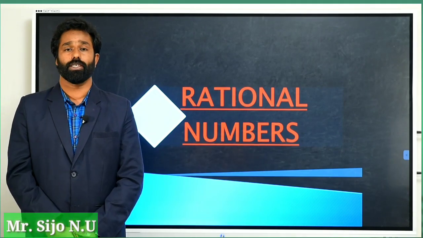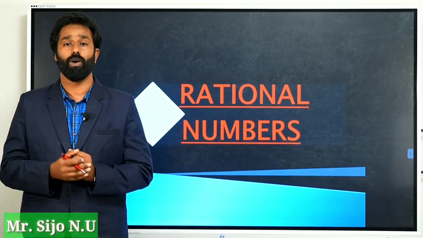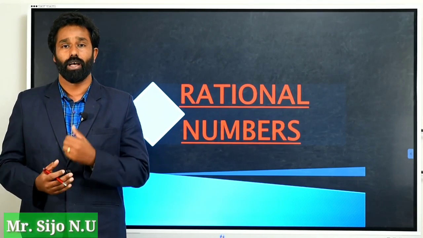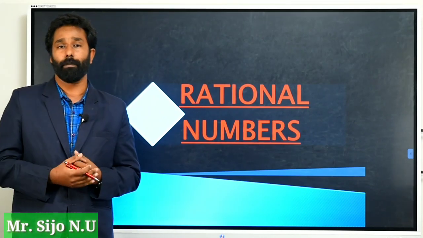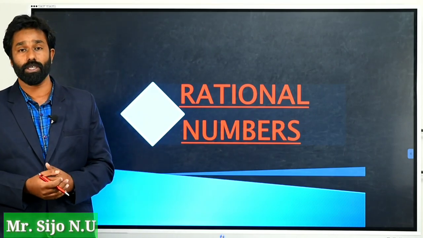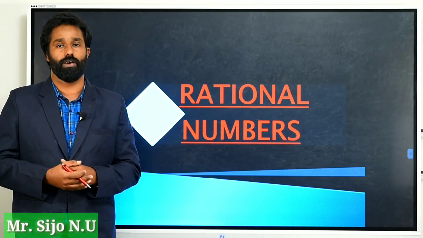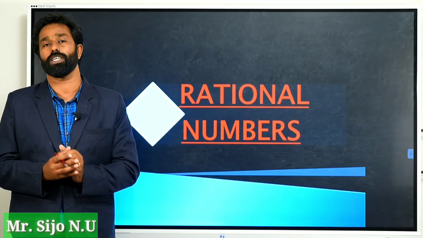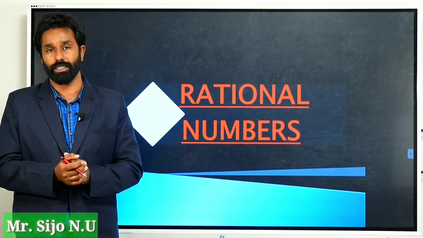We know that the first type of numbers are natural numbers, another name is counting numbers. It is used for counting purposes. Then we know what are whole numbers. Whole numbers means when we add 0 along with natural numbers, we get whole numbers. Then we know integers. Negative numbers, positive numbers, along with the 0, we get integers.